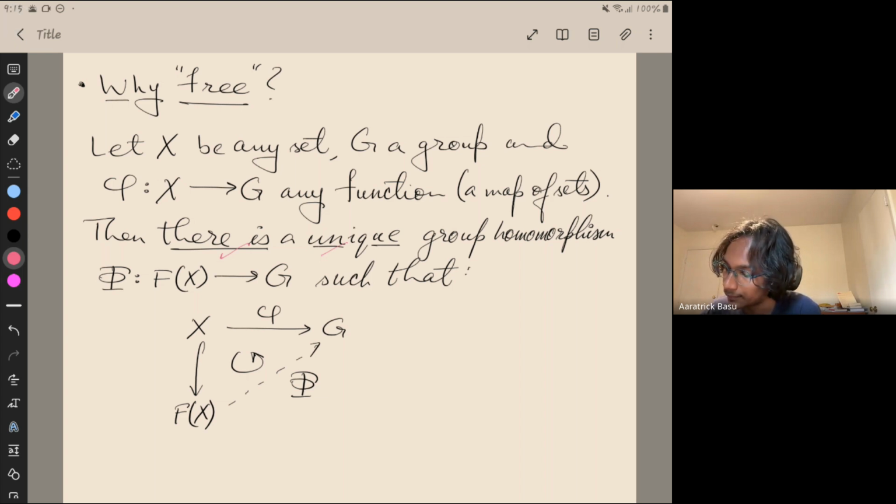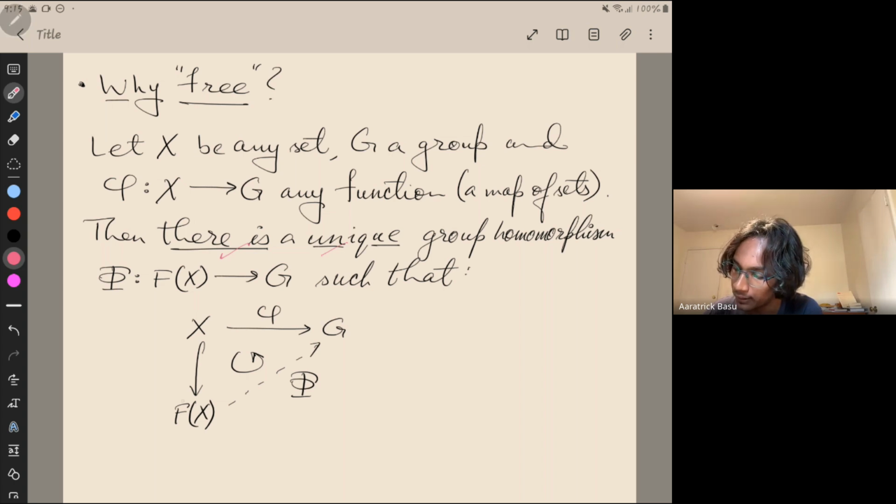So what is this diagram saying? The first thing to notice is that any set X embeds inside the free group F of X. There's a map of sets from X to F(X), because you just map every element to its corresponding equivalence class. No two elements of X can be equivalent; they all belong to distinct equivalence classes. That's easy to see from the definition of the equivalence.